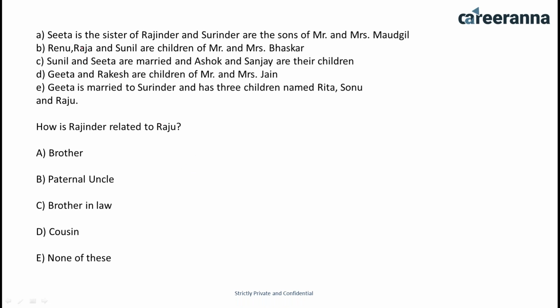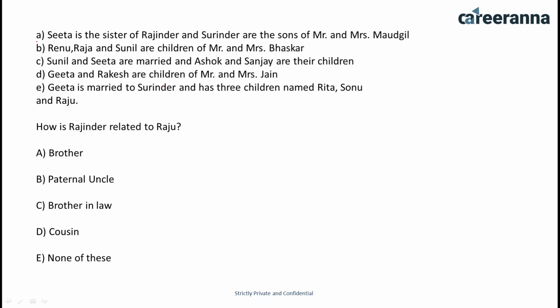Now, in this question, Sita is the sister of Rajendra and Surendra, who are the sons of Mr. and Mrs. Mudgal. Renu, Raj and Sunil are the children of Mr. and Mrs. Bhaskar. Sunil and Sita are married, and Ashok and Sanjay are their children. Geeta and Rakesh are the children of Mr. and Mrs. Jain. And Geeta is married to Surendra and has 3 children named Rita, Sonu and Raju. So from this data, you can start the question from anywhere you like.